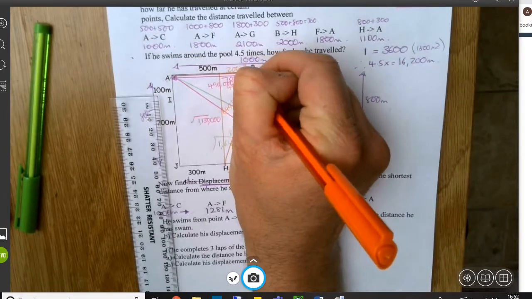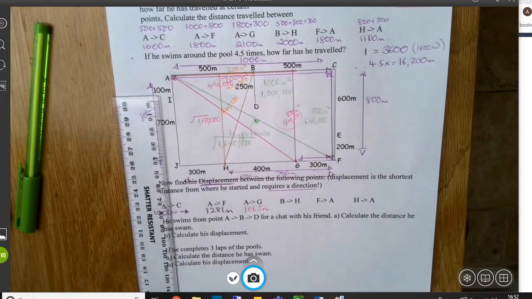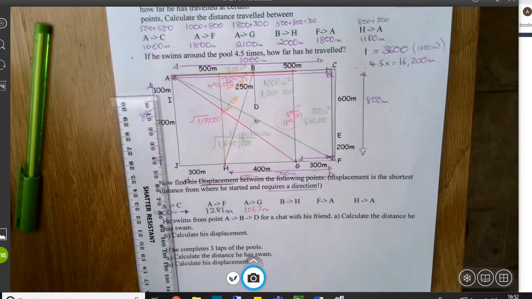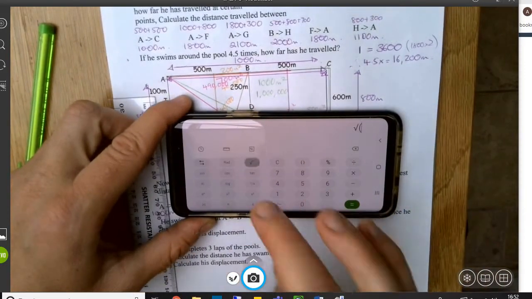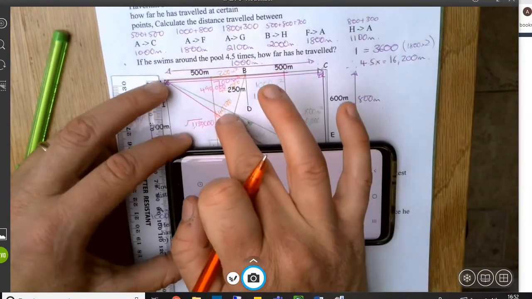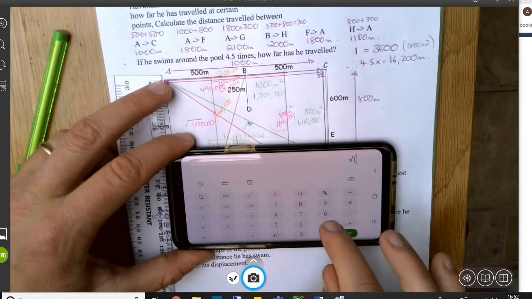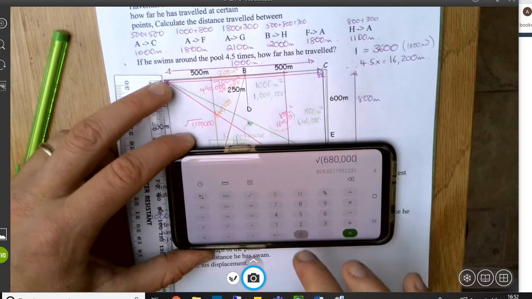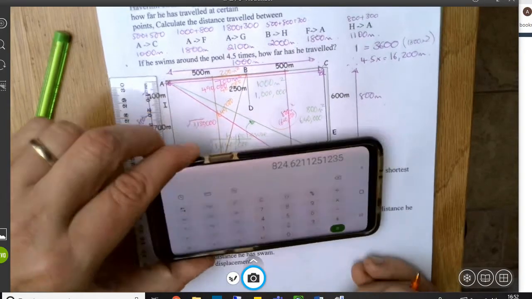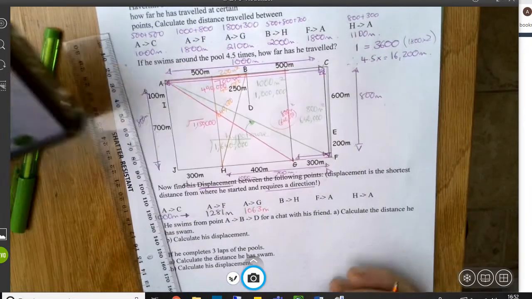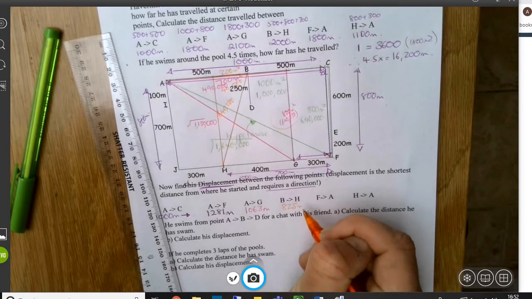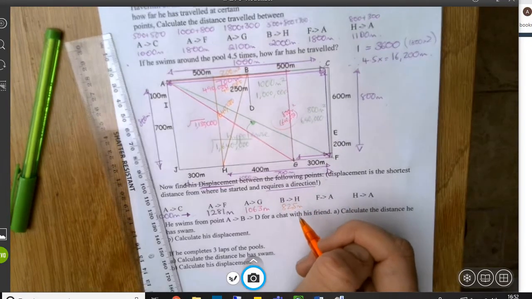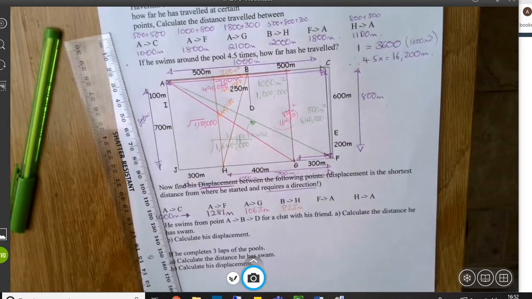And hopefully you can see how this is working. So again, we're going to do it this time. We're going to do, I'll put this here so you can see, a square root of 40 plus 640, which is 680,000, gives us a reading of 825 meters. Okay, so that's B to H.